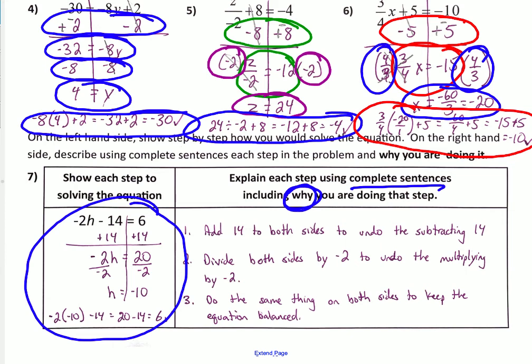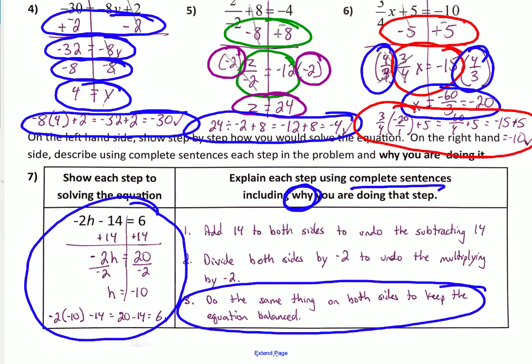And then make sure to talk about the fact that you need to keep both sides balanced, so you're treating both sides equally. You're giving me that thought process, not just a quick little 2 words to show me what you did.